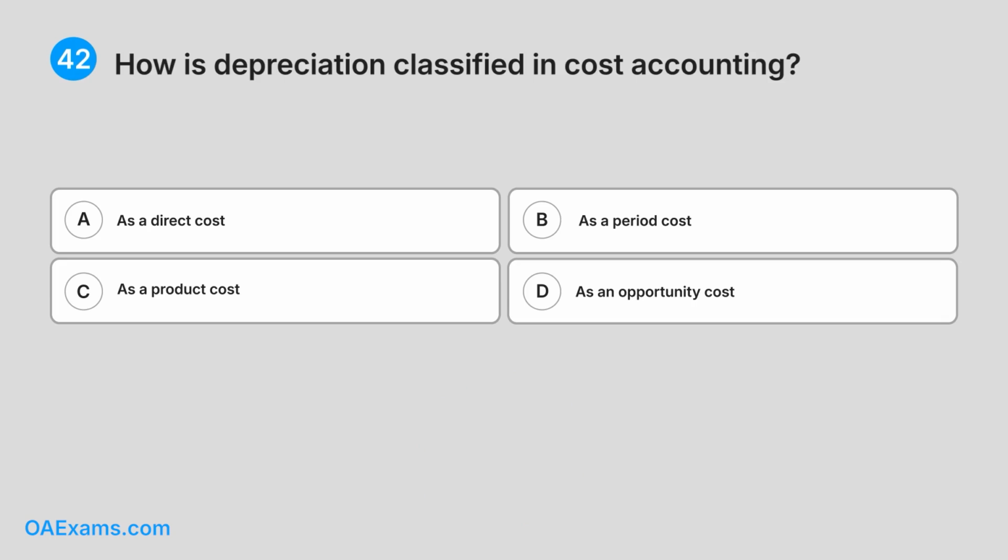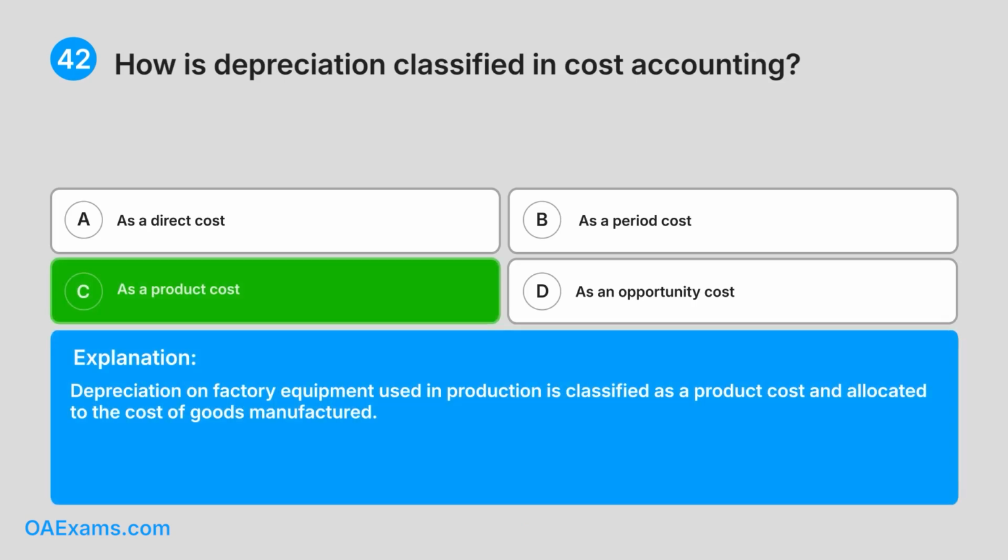Correct answer. C. Explanation. Depreciation on factory equipment used in production is classified as a product cost and allocated to the cost of goods manufactured.